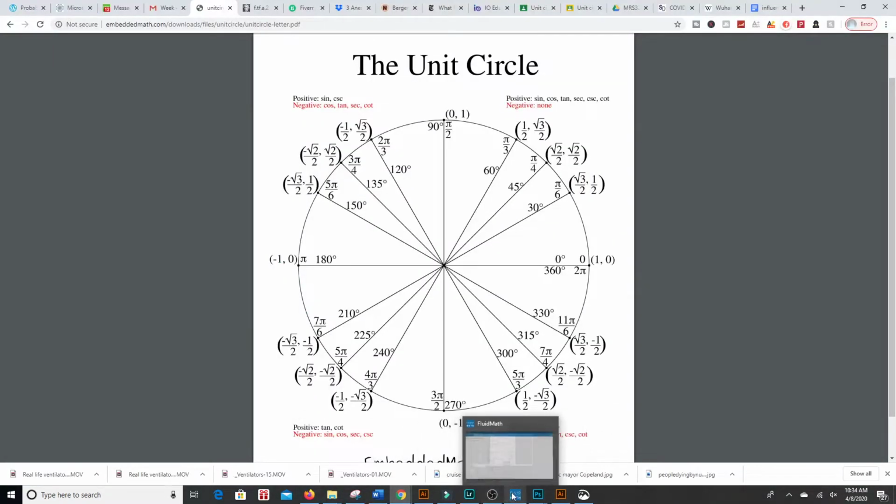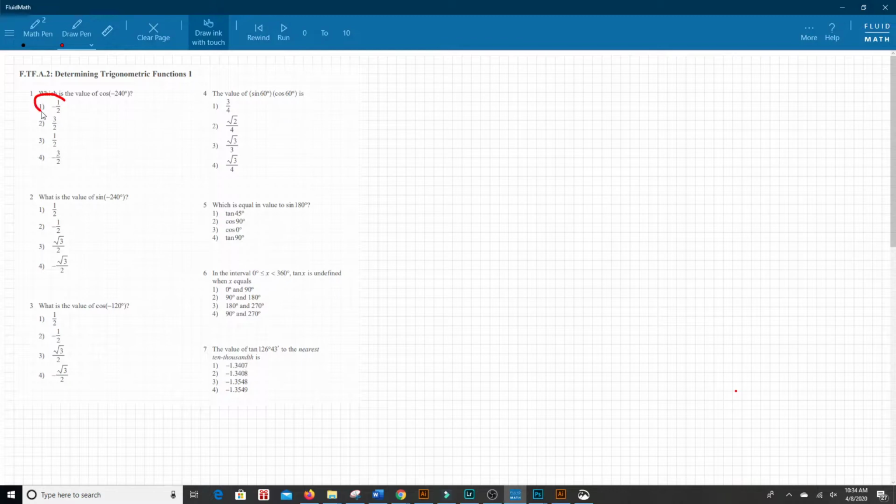And let me go back right here. So we're looking at negative 1/2 as an answer.